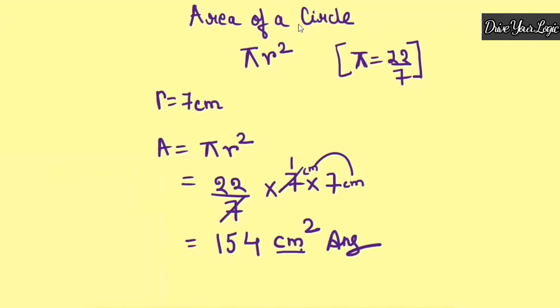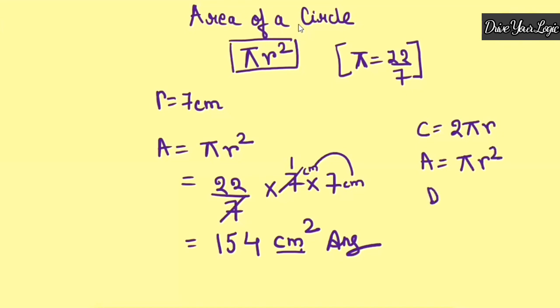In this way, you have to find the area of a circle. So always remember the formula. The formula is very important. To find the circumference, you need the formula 2 pi r, and for area, it is pi r square. For diameter, if radius is given, it will be 2 into r, and if you have to find the radius, it is diameter divided by 2. So these 4 formulas you have to remember to do the sums of circles.